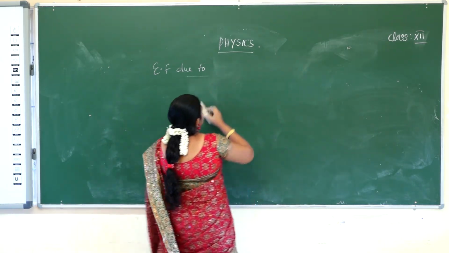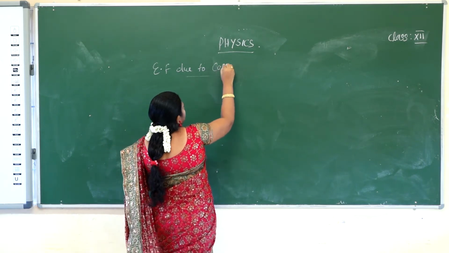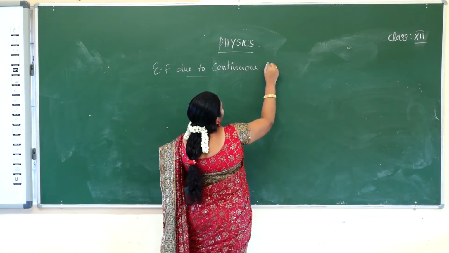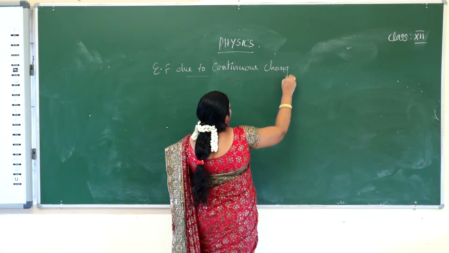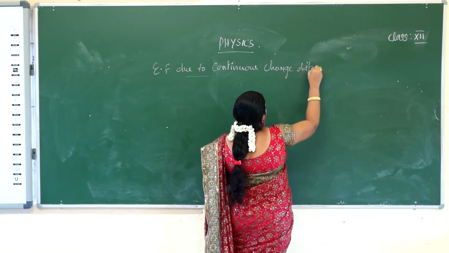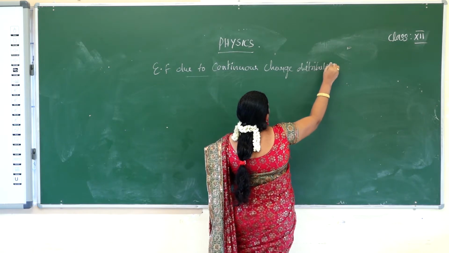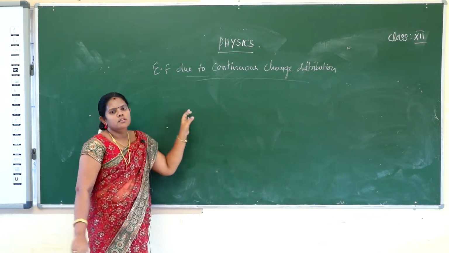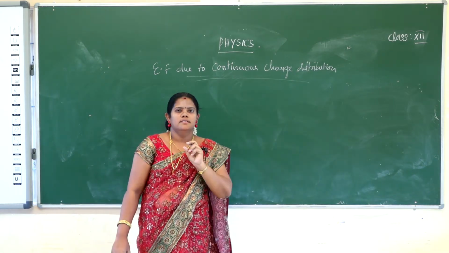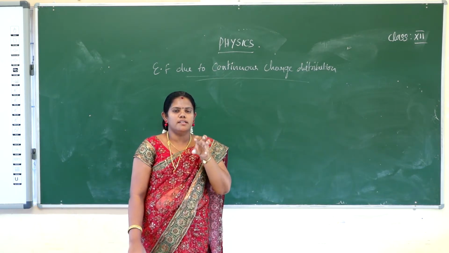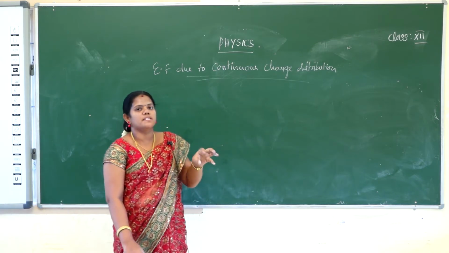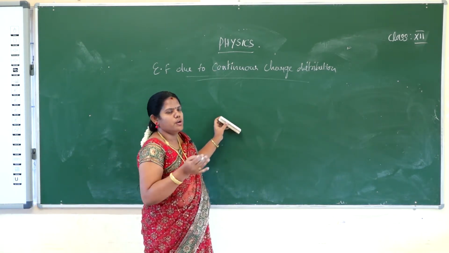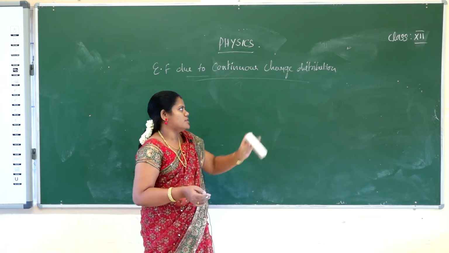Electric field due to continuous charge distribution. For a continuous charge distribution, you cannot consider it as one charge; you have to consider small segments, meaning elements. Using the limit formation, you mention the continuous charge distribution.